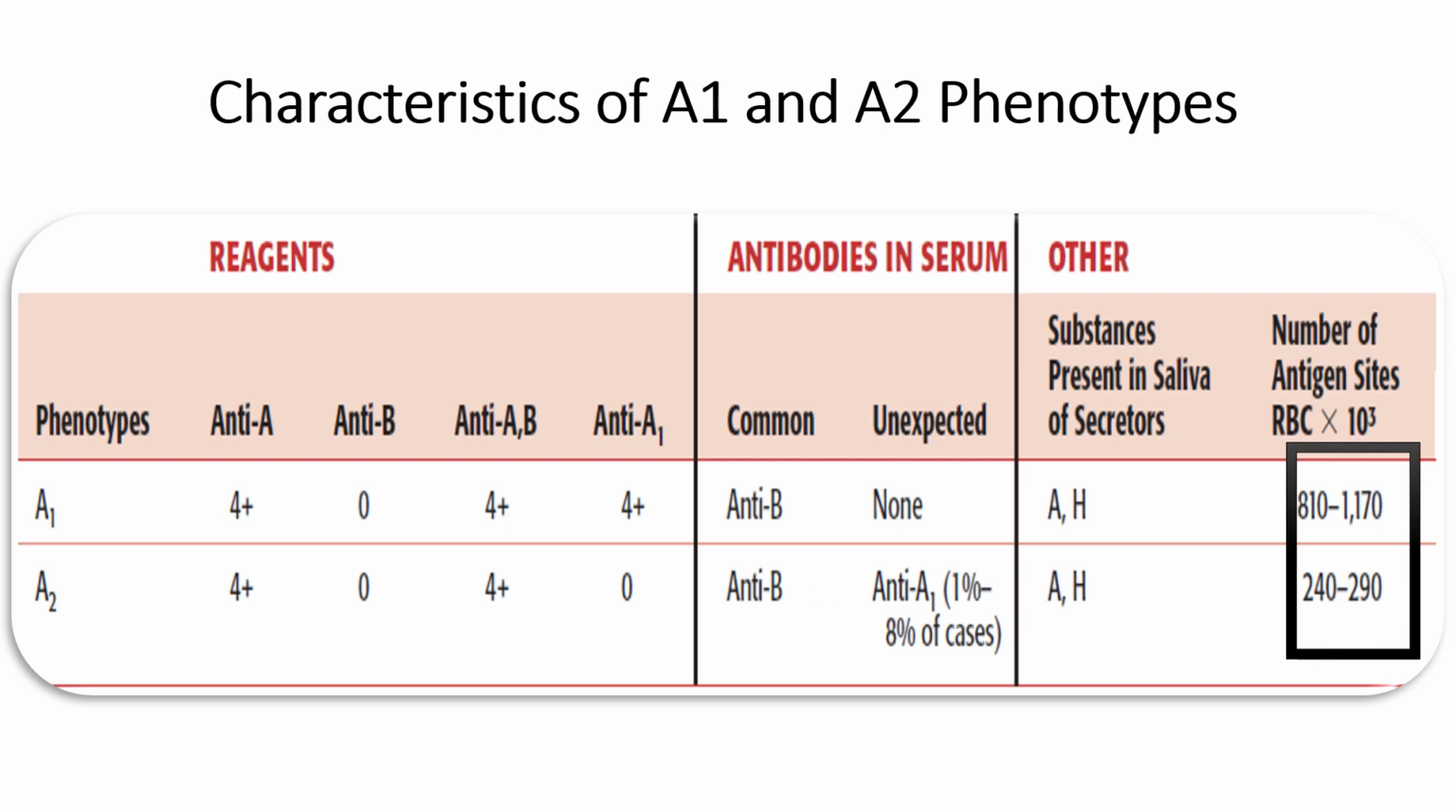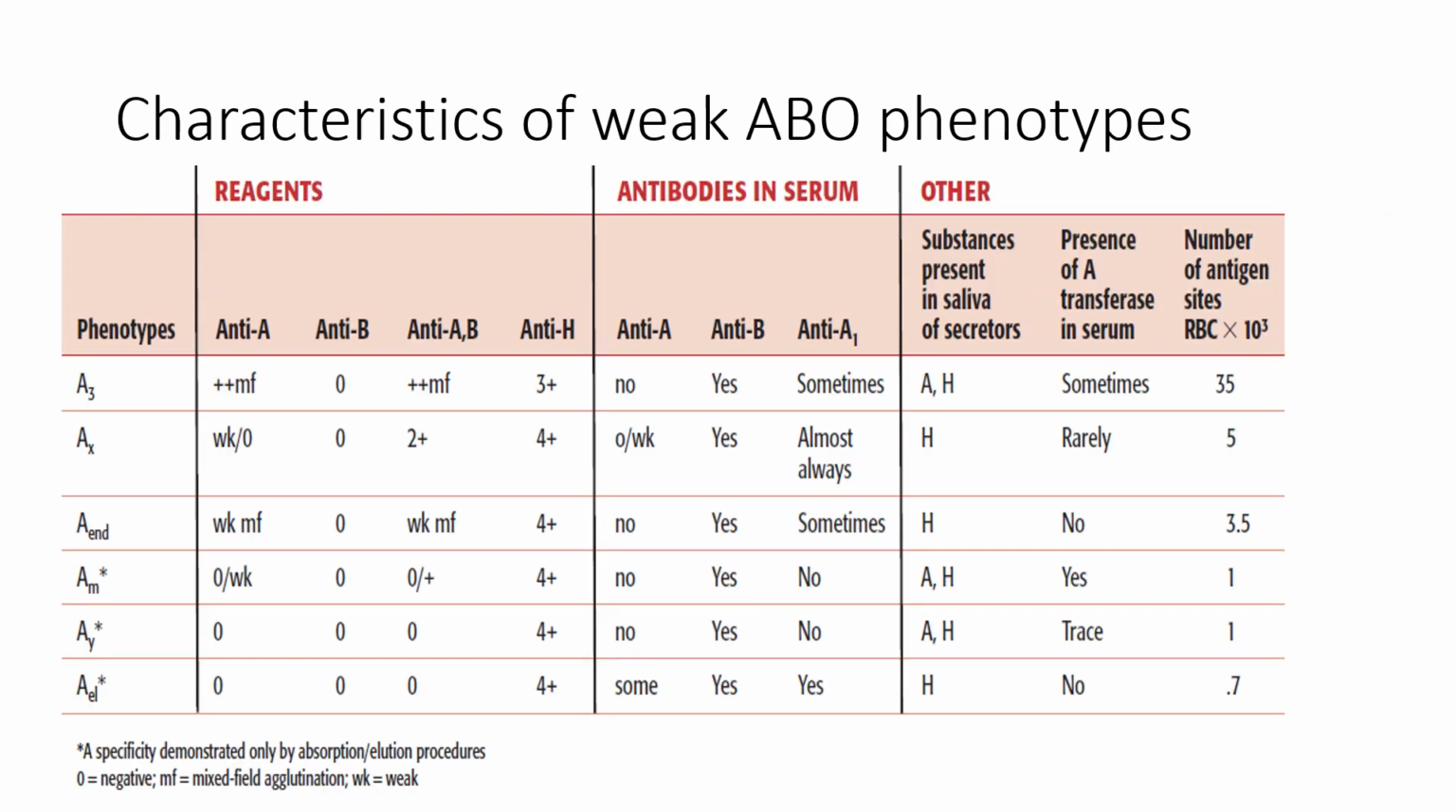And if you see the number of antigenic sites in A1, it is 810 to 1170, whereas in A2, the antigenic sites are quite less, which is around 240 to 290. So these are other subgroups of A.